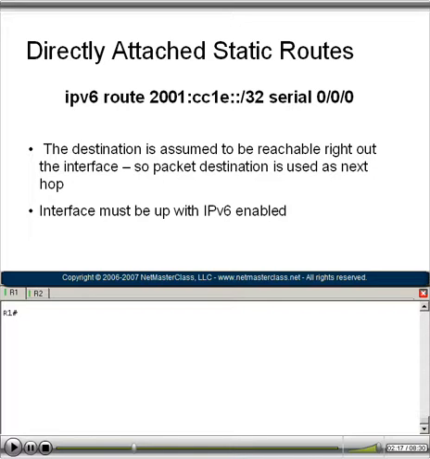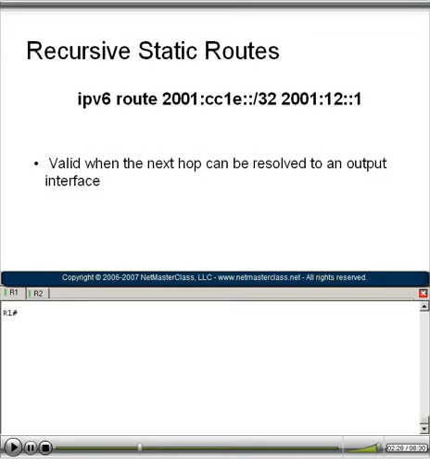In order for this static route to be valid and installed in your v6 routing table, the interface must be in the up state with v6 enabled on the particular interface. Another option would be to do a recursive static route. Here you can see I'm specifying destination prefix, but I'm saying to get there, go ahead and take the next hop 2001:12::1. So we provide a next hop IPv6 address.